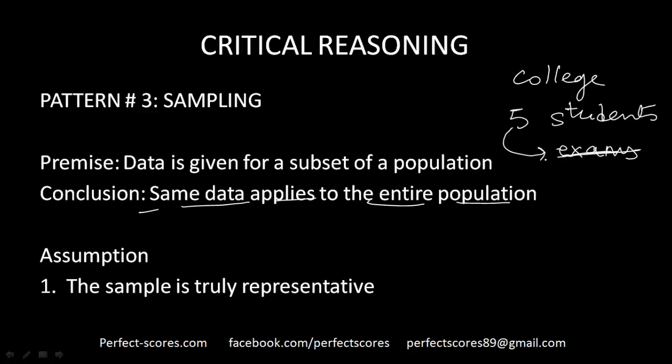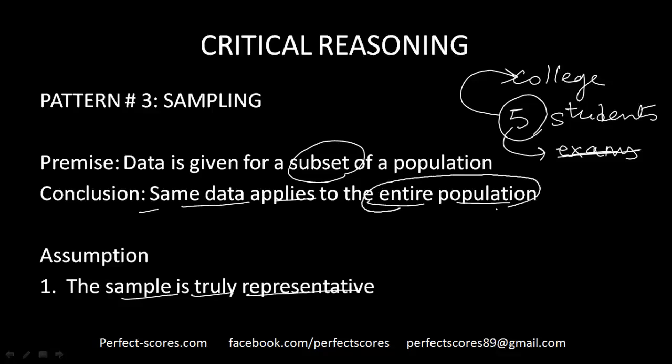So the basic assumption is that these 5 students represent the entire college. So that is the assumption, that the sample is truly representative of the entire data. So remember, the premise will talk about a subset of the population, the conclusion will talk about the entire population. The assumption is that the subset or the sample truly represents the entire population.